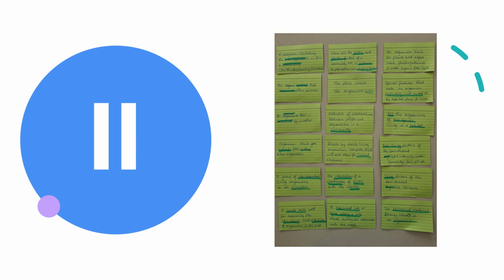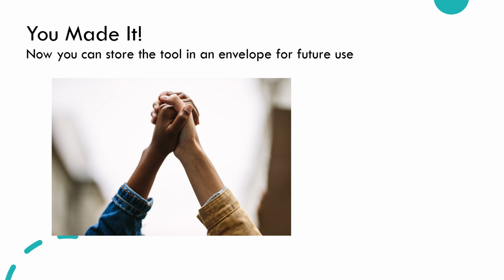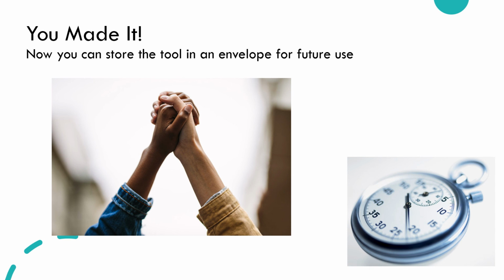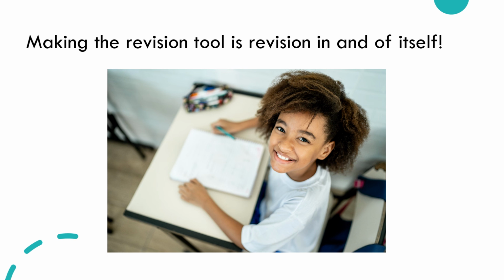You have now made an interactive revision tool. This should not have taken you more than 20 minutes to create, but now that you have made it, you can use it repeatedly to help you remember some of the key definitions in the ecosystem topic. Making this is revision in and of itself, so it is not wasted time. You are reviewing the source material and interacting with it as you read and copy the keywords and their definitions.